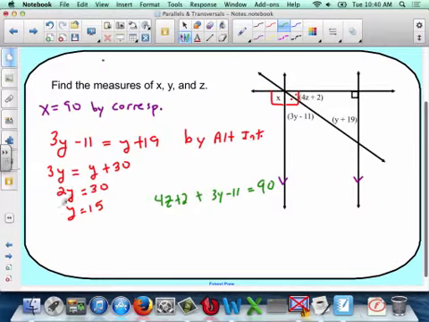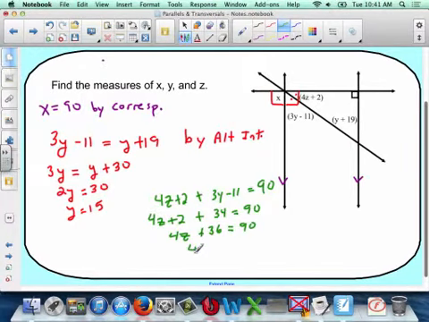Okay. So guys, we keep working here. We need 4z plus 2. We already said that 3y minus 11 is 34, so 34 plus 4z plus 2 equals 90. So it's 4z plus 36 equals 90, 4z is 54, and z after I reduce that will be 27 halves.